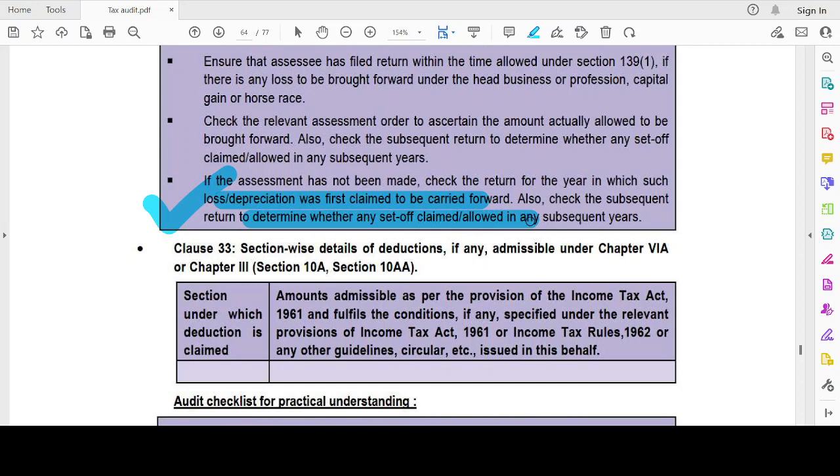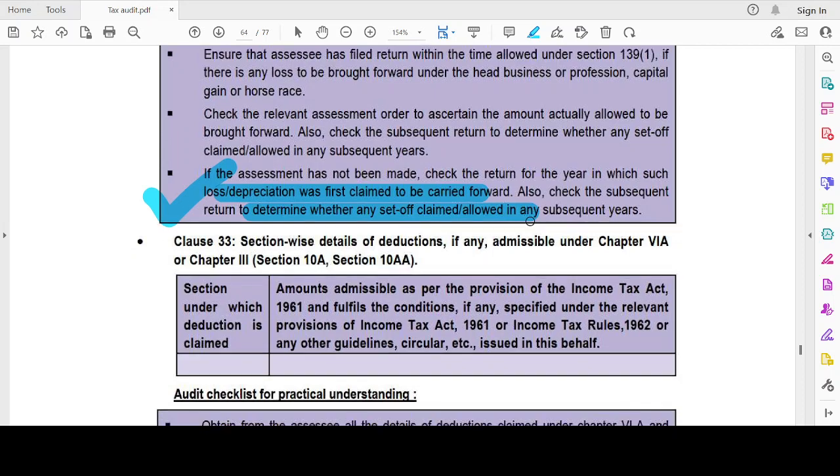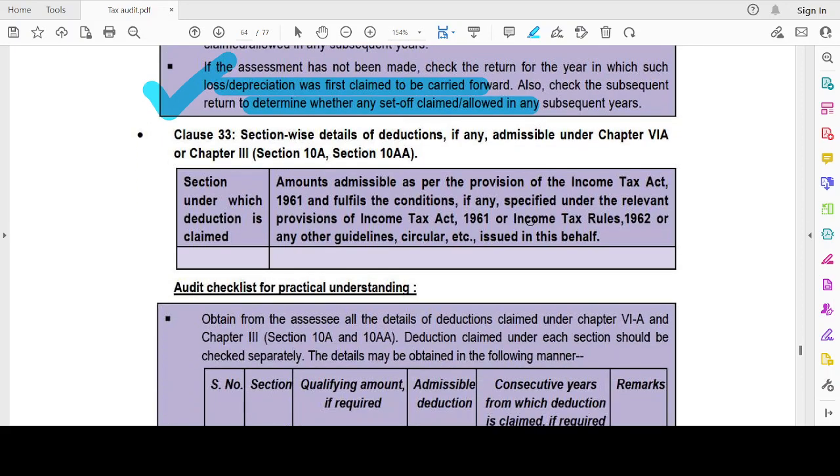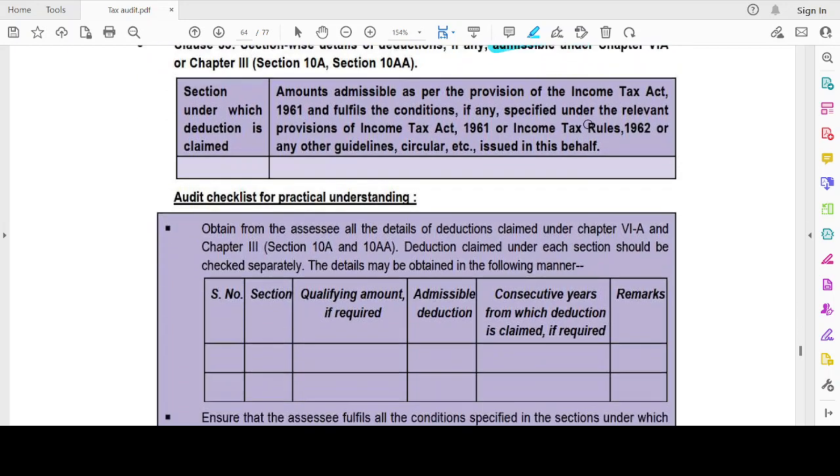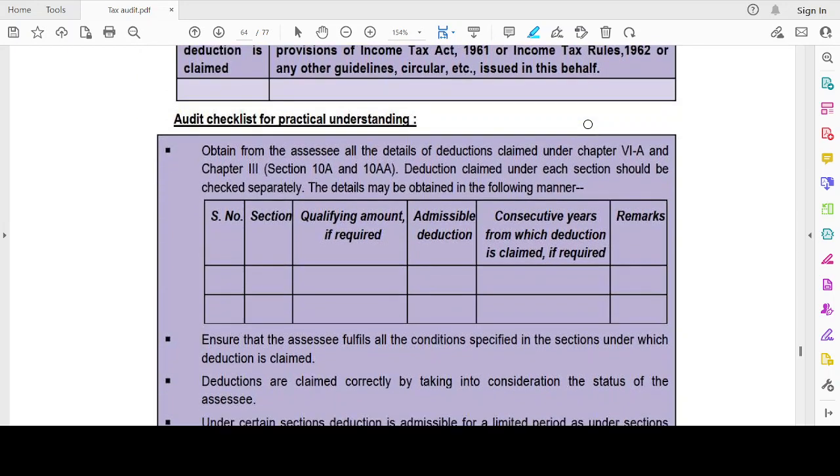Okay. Now, moving on to clause number 33. Section-wise details of deductions, if any, admissible under Chapter 6A or Chapter 3. I have to give section-wise details of deduction, if any, admissible. Chapter 6A deduction, Chapter 3 deduction, I have to give a note here. Okay.